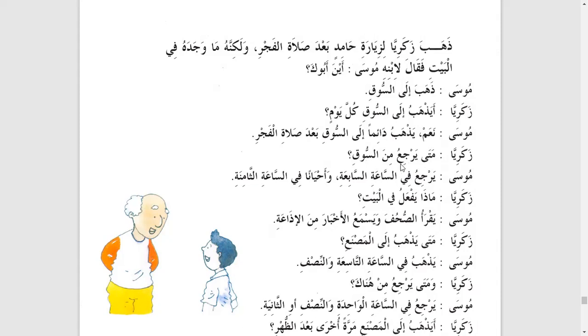Okay, what did you notice here now? Yarji'u. So here, the second root letter has kasra. So it's on the pattern of daraba. Yes, Raja yarji'u, on the pattern of daraba yadribu. Excellent. So mata yarji'u min as-suqi, when does he return from the market? Musa yarji'u fi as-sa'ati as-sabi'ati, he returns at 7 o'clock, and sometimes at 8 o'clock. So ahyanan, as we can see, is mansub, so it is also an adverb. Da'iman is mansub, so this is also an adverb. Adverbs of time, always and sometimes.